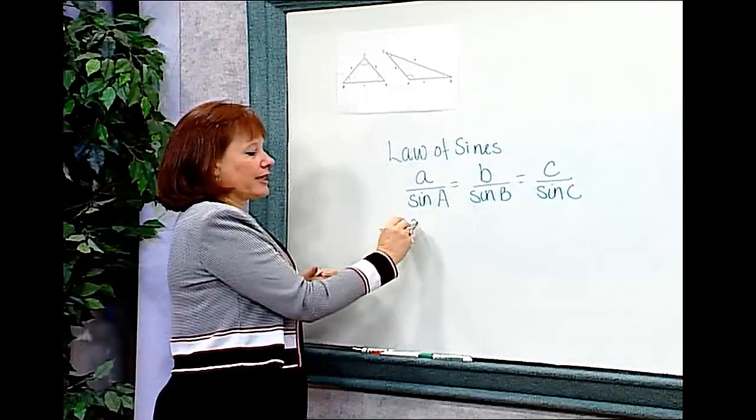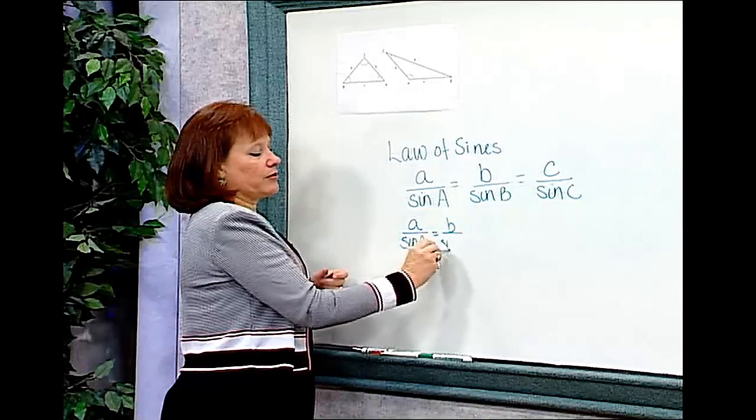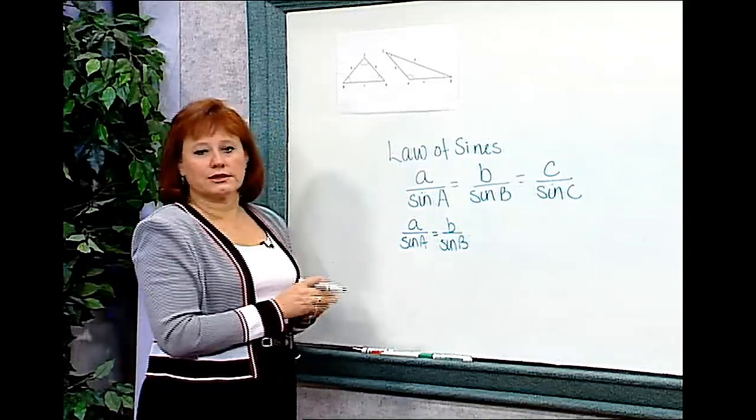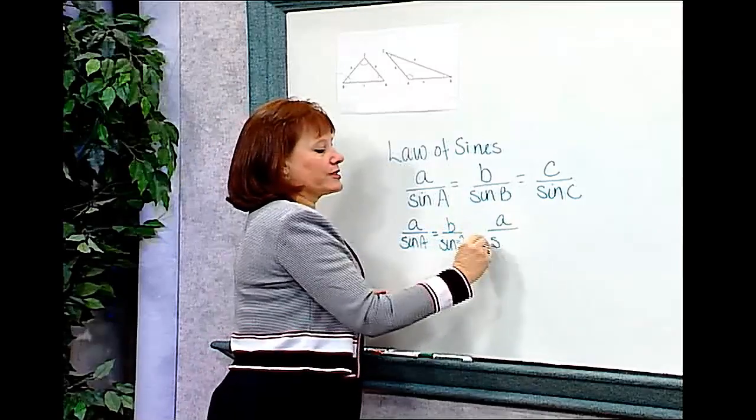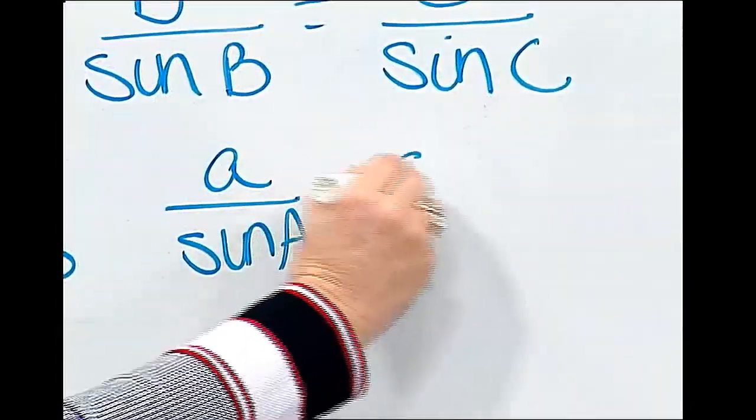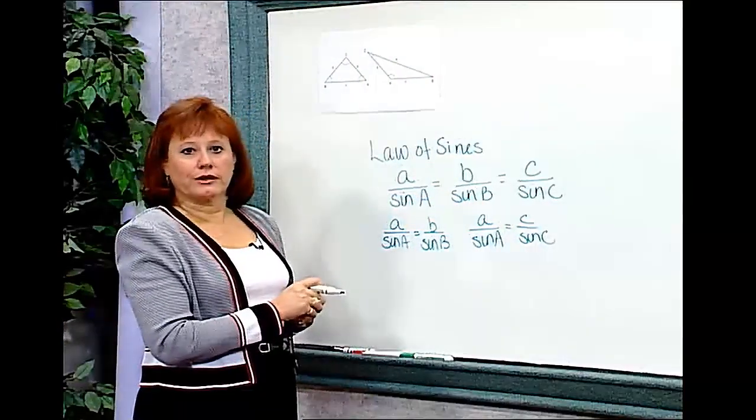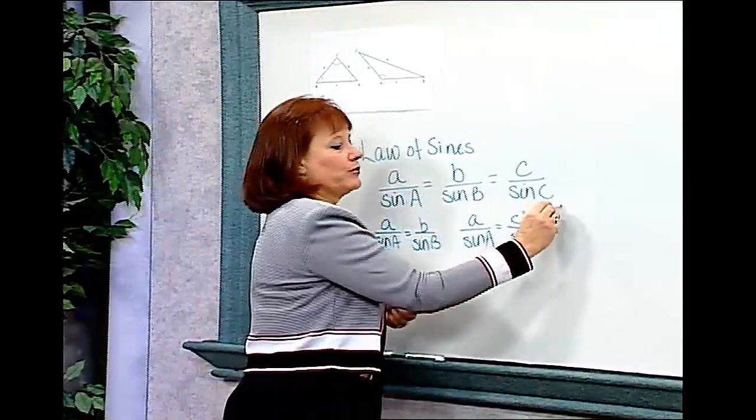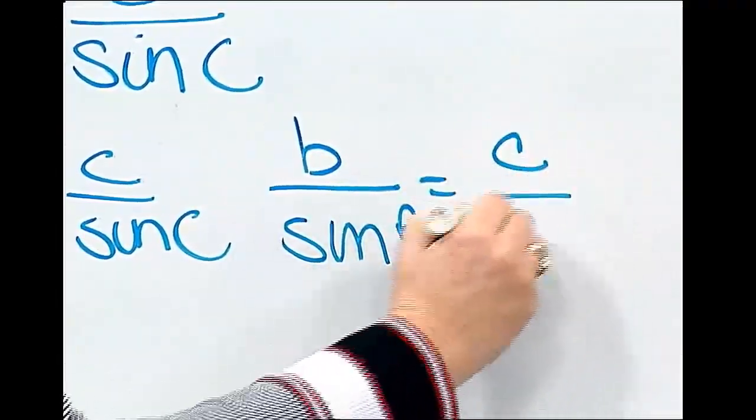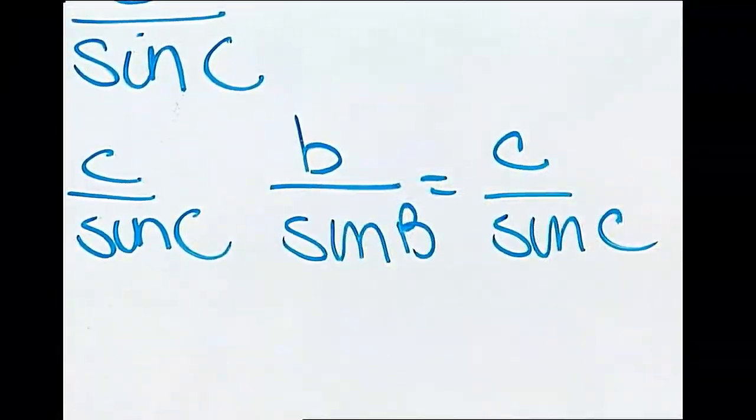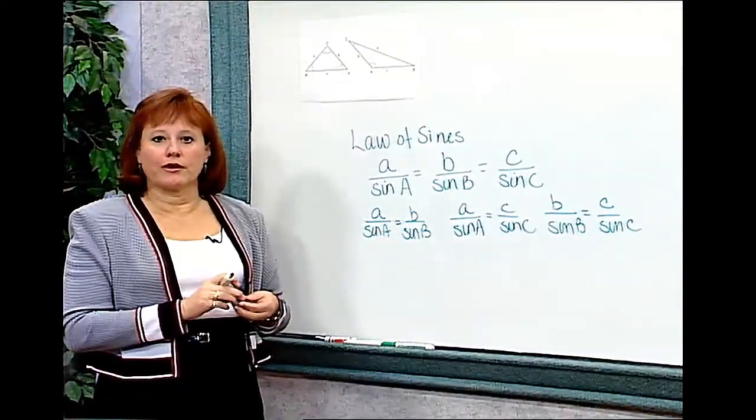For example, I can say a over sine A is equal to b over sine B, and use that part of the proportion to solve a problem. Or I can use a over sine A equals c over sine C, and perhaps that would be the useful proportion. Or finally, I could do b over sine B equals c over sine C. Any combination of 2 of these ratios will be equal, and you can use them in solving problems.